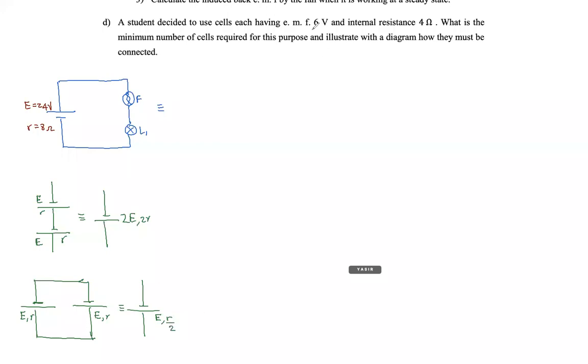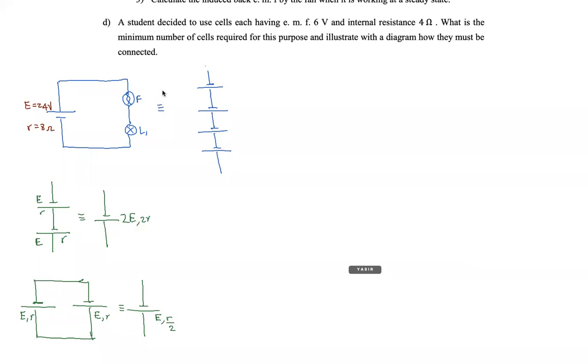So to achieve 24 volt EMF, I definitely need 4 six-volt batteries in series. Let me draw that. There's no other option. But when you put them in series like that, there is a problem. Can someone tell me what's the problem?